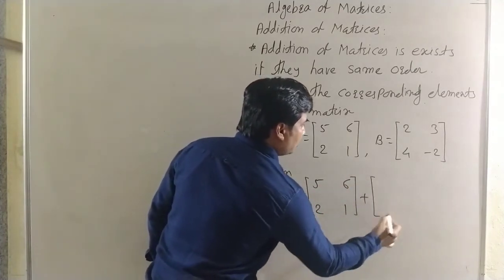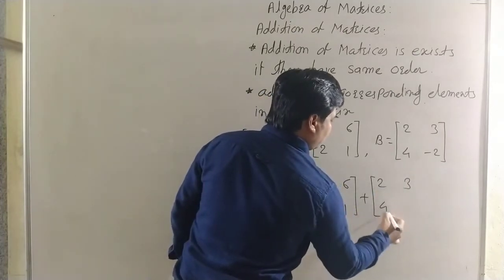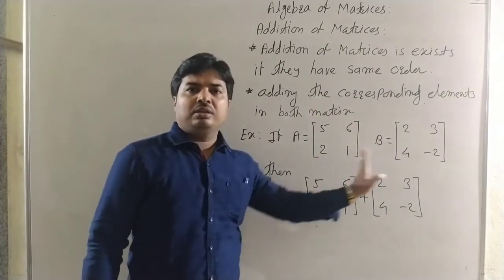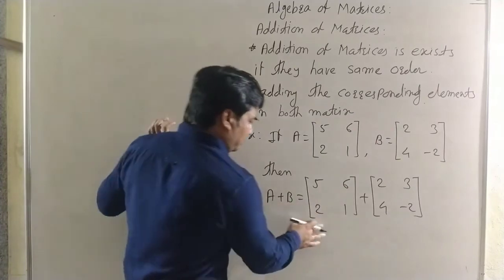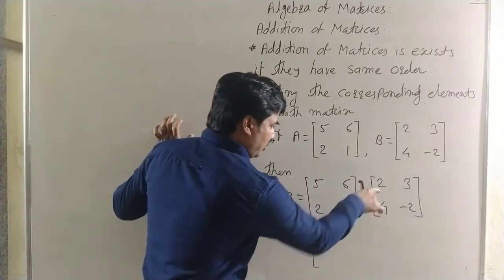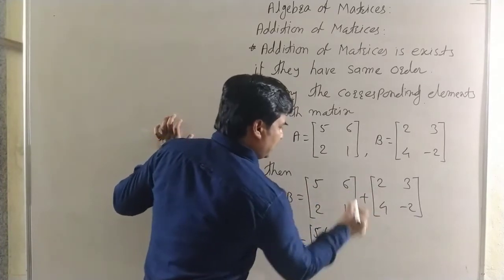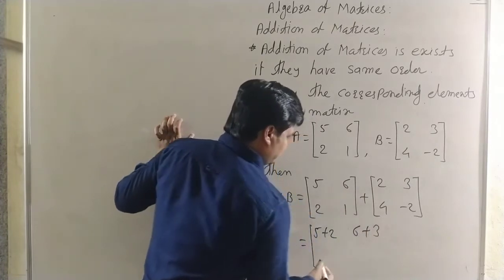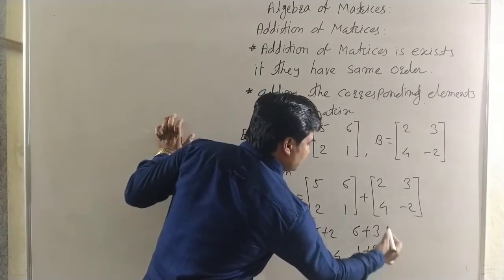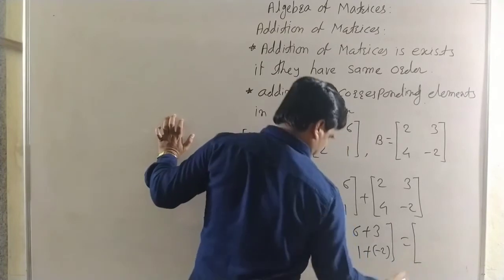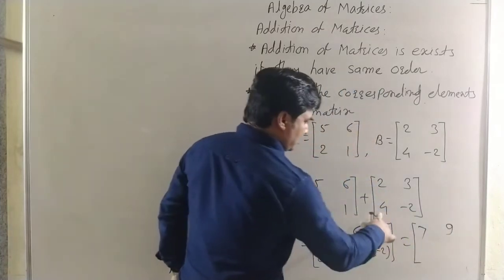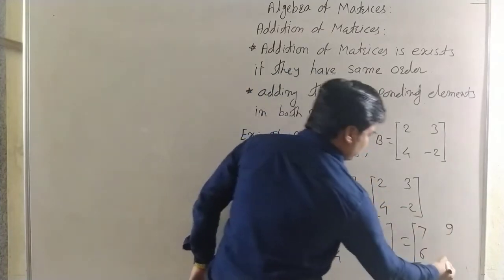First check the order of the matrices. [2 3; 4 minus 2]. Okay, both matrices A and B have the same order, so we can add these two matrices. Now addition is adding the corresponding elements. Here 1 1 position, here 1 1 position, that is 5 plus 2, then 6 plus 3, then 2 plus 4, and 1 plus minus 2. The resultant matrix is 5 plus 2, which is 7, 6 plus 3, which is 9, 2 plus 4, which is 6, and 1 plus minus 2, that is minus 1.